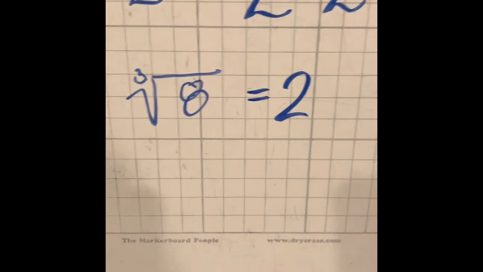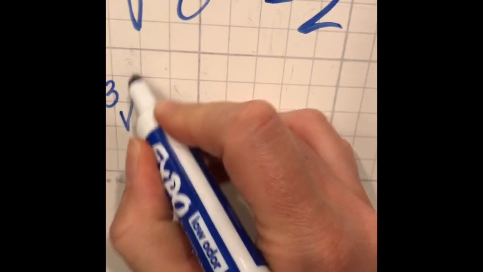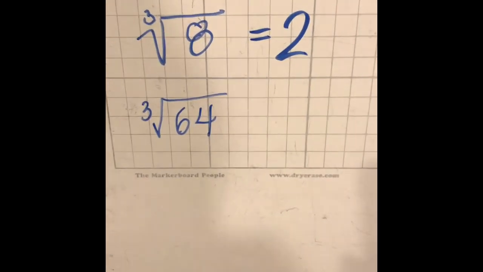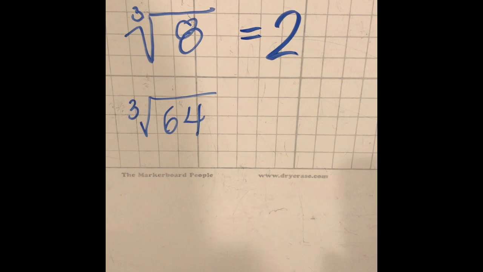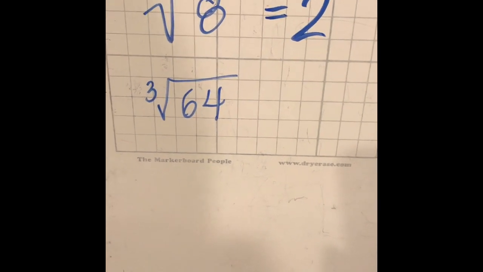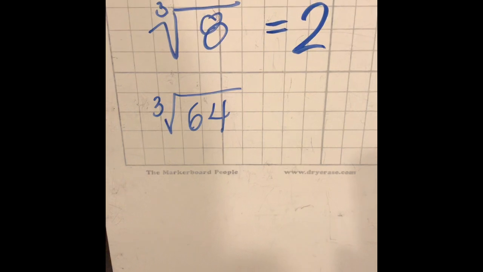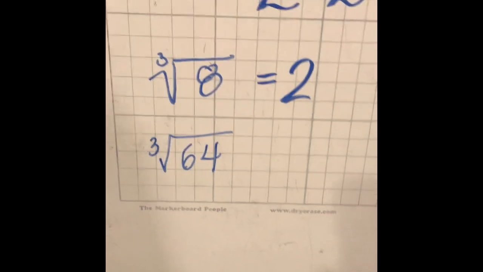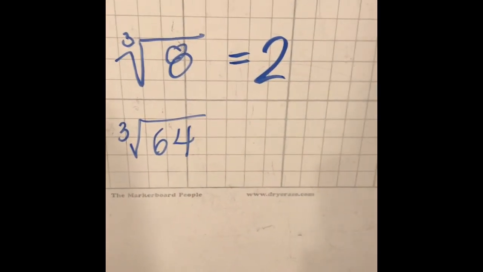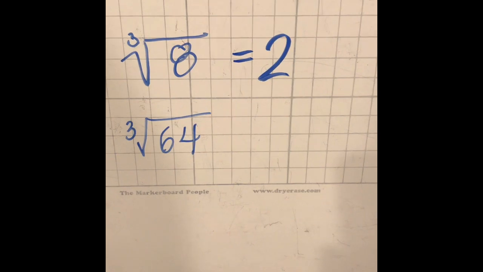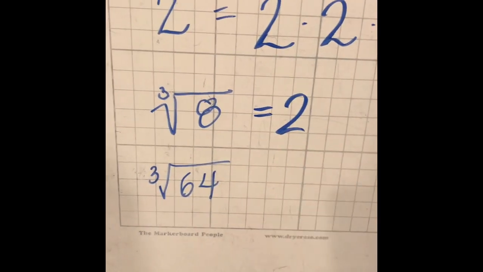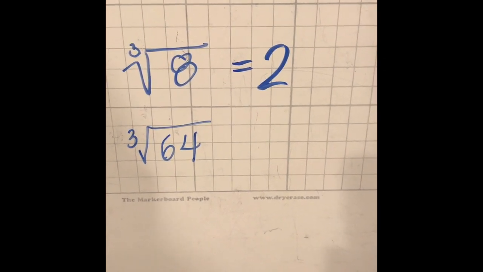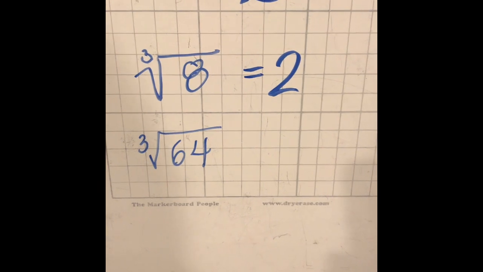So let's try a different one. What if we had the cube root of 64? So think, okay, what number times itself 3 times would equal 64? It's kind of like a guess and check. There isn't really a set formula to follow, but we know the last digit is an even number, so our answer is going to be an even number. We know it's going to be higher than 2, and we could try 6.